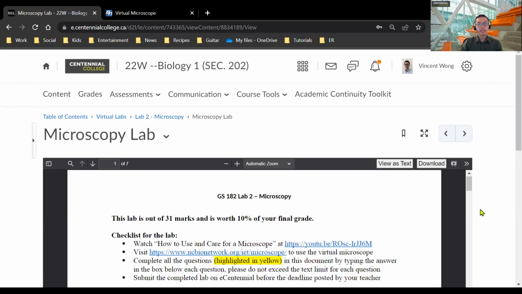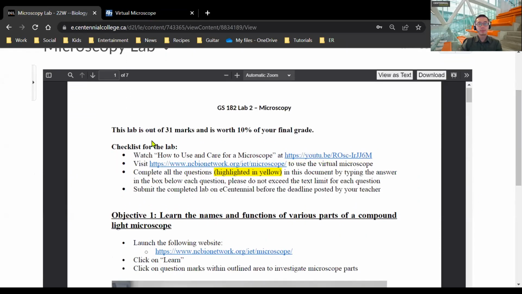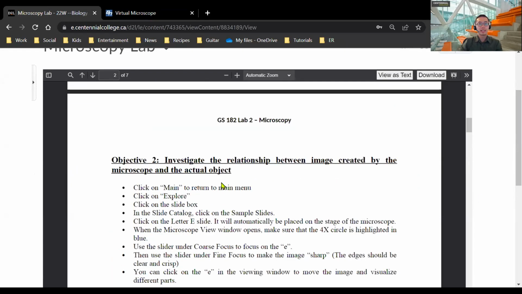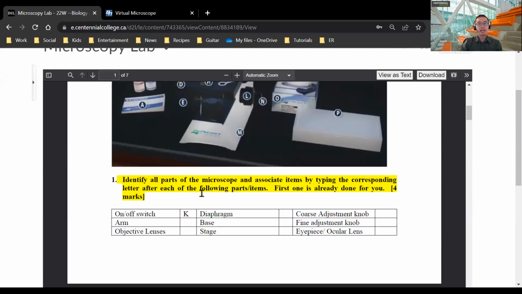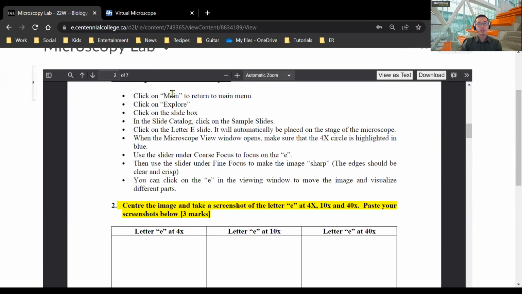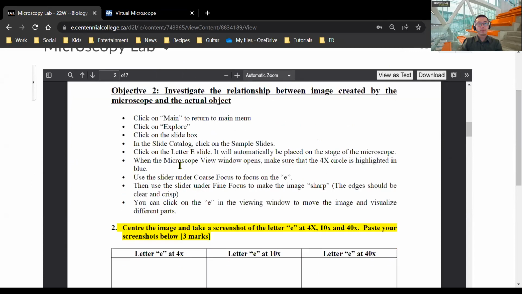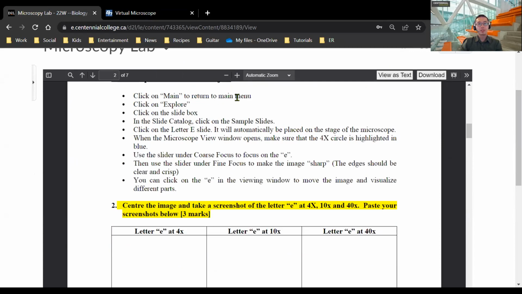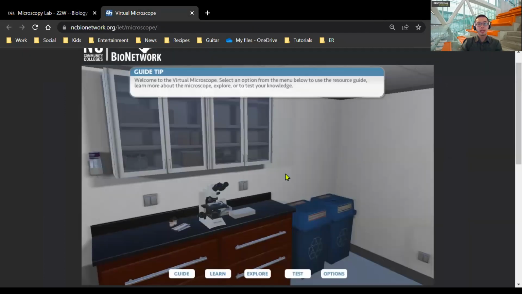It tells you exactly what to do step by step. Don't just skip all of it and go on to the questions, because there's a lot of instructions. I highlight all the questions for you, so you know what to look for. But in order to answer the questions, you have to read all these things. It tells you to click on main to return to main menu, click on explore, and that's what you're going to do.